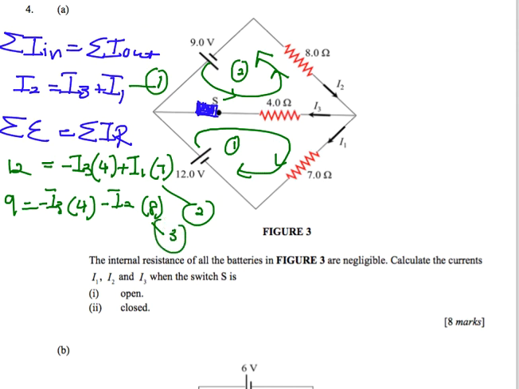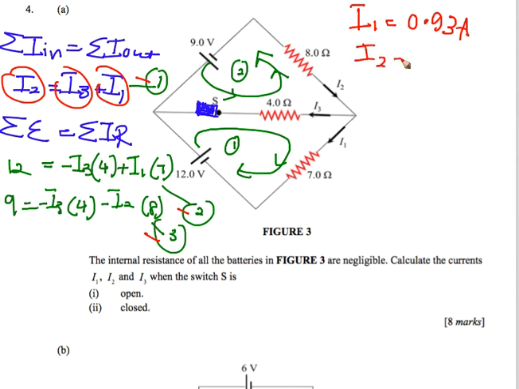Now you can use simultaneous equations, equation number 1, equation 2, equation 3 to find the value of I1, I2 and I3. This is the mathematical process that you can use, and I just give you the final answer. I1 is equal to 0.93 ampere, and I2 is negative 0.44 ampere, and I3 we have negative 1.37 ampere.